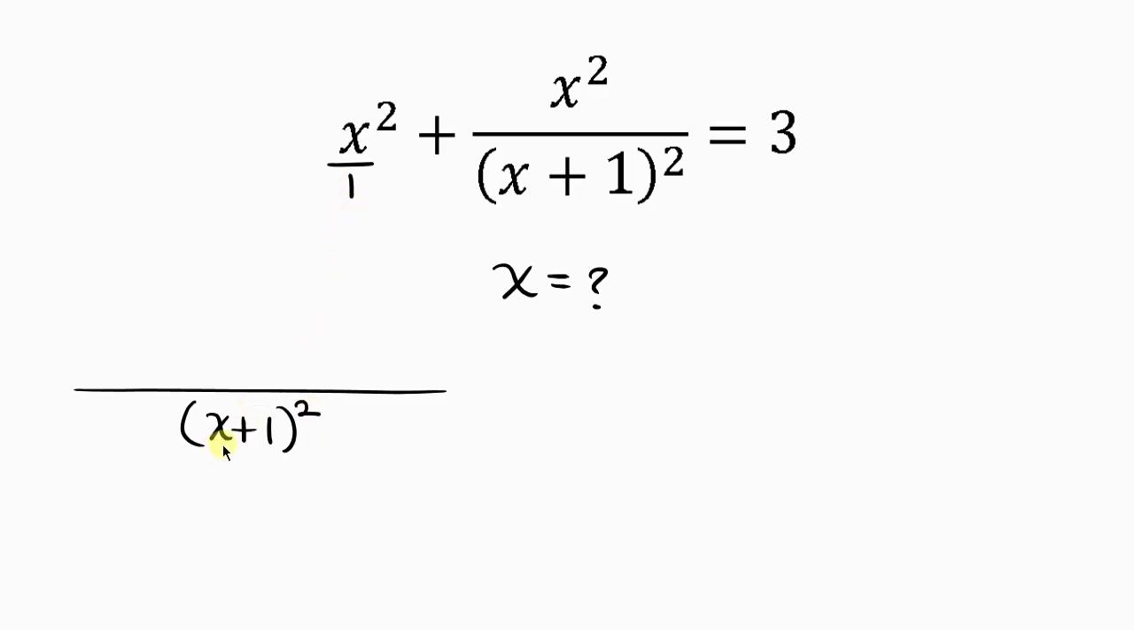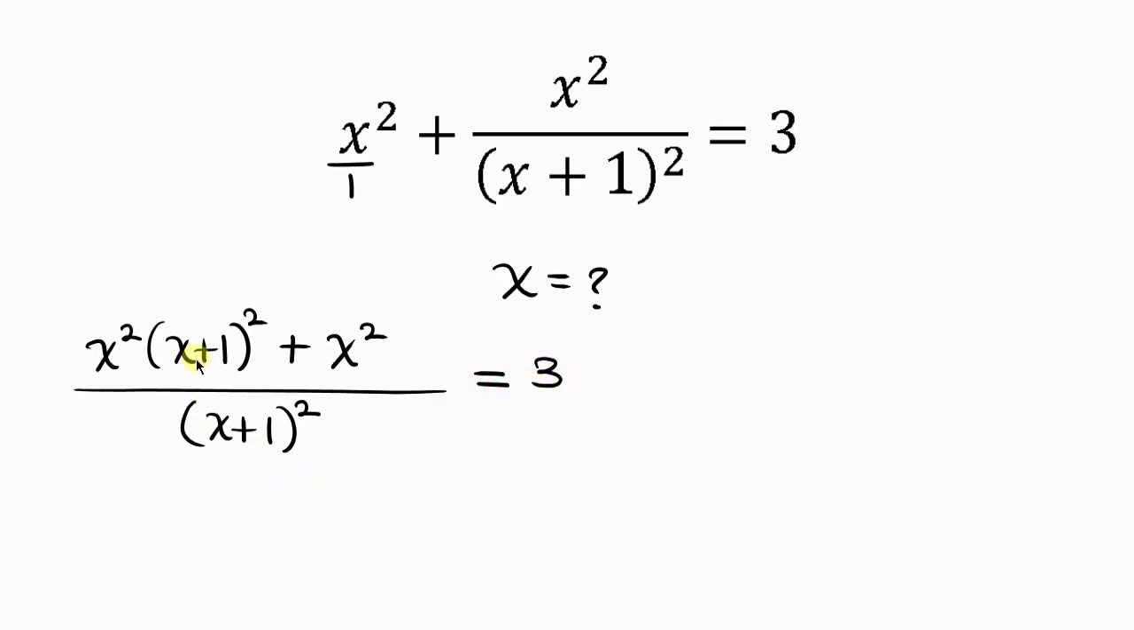I have x plus 1 all squared times x squared, which is x squared times x plus 1 all squared. Very good. Plus x plus 1 all squared divided by x plus 1 all squared, I have 1. So 1 times x squared is x squared. And this is equal to 3.